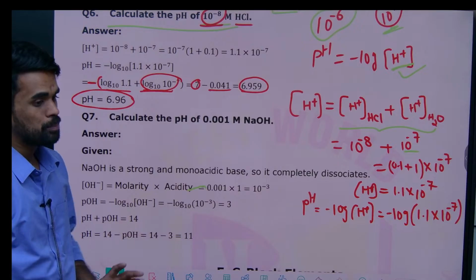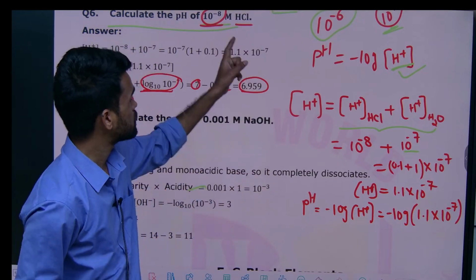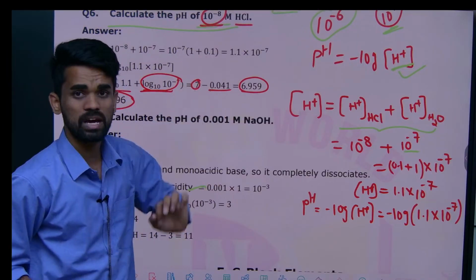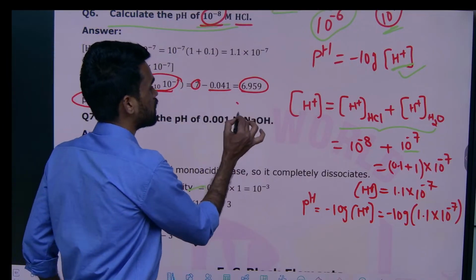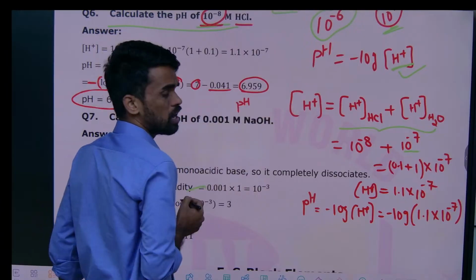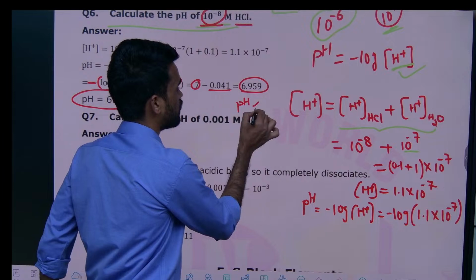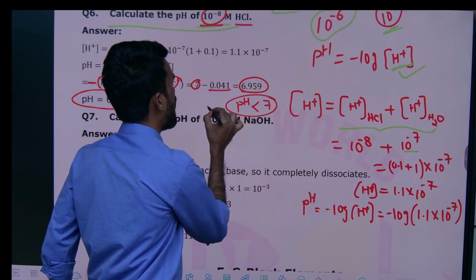So remember, pH of any acid, like I mean say here HCl we are taking now, pH of any acid, whatever the concentration value they are mentioning, always pH will be less than 7. Okay, what I am saying, pH will be always less than 7 only for acids.